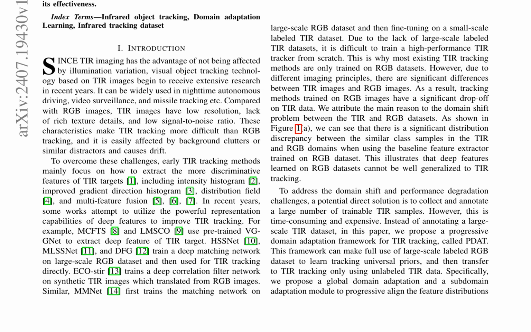using unlabeled TIR data. The framework consists of three main parts: Segment Anything Model, SAM-based data preprocessing, adversarial-based global domain adaptation, AGDA, and clustering-based subdomain adaptation, CSDA. The AGDA module uses an adversarial learning approach to roughly narrow the feature distribution of the overall TIR and RGB domains. However, simply aligning the global domain feature distribution is not sufficient for tracking tasks that require fine-grained features.